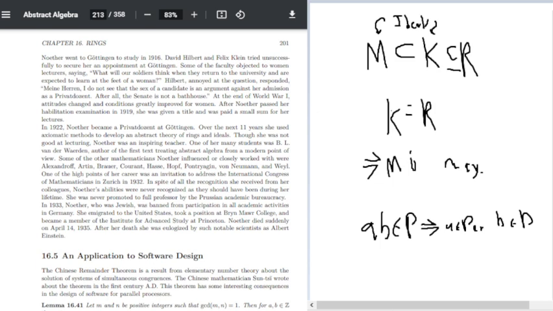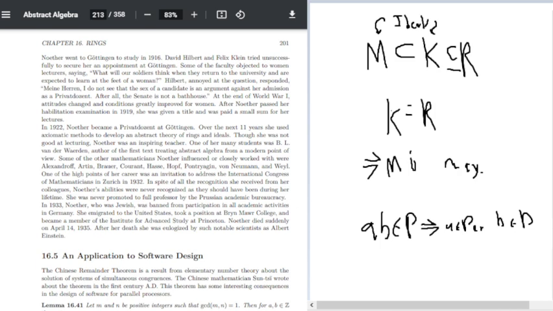In 1933, Noether, who was Jewish, was banned from participation in all academic activities in Germany. She emigrated to the United States, took a position at Bryn Mawr College, and became a member of the Institute for Advanced Study at Princeton. Noether died suddenly on April 14, 1935. After her death, she was eulogized by such notable scientists as Albert Einstein.